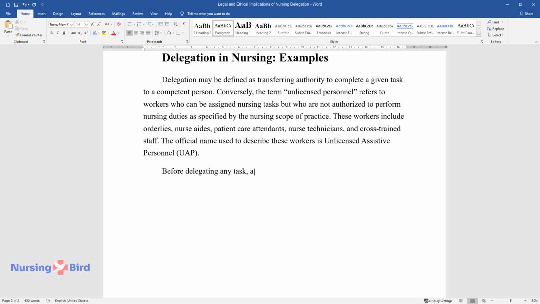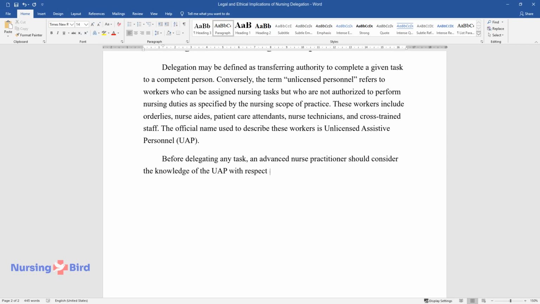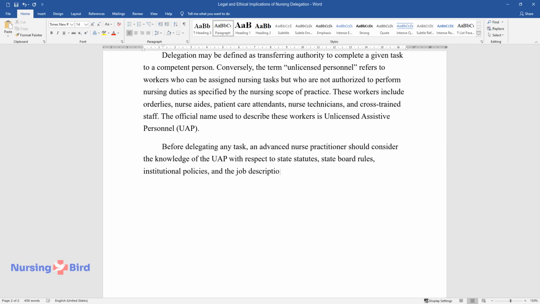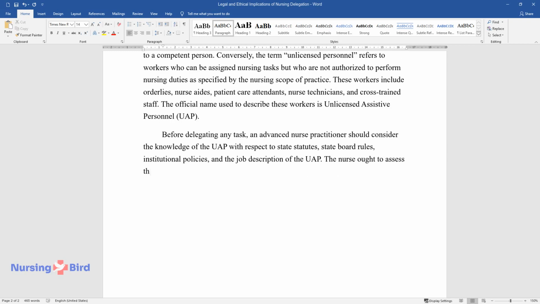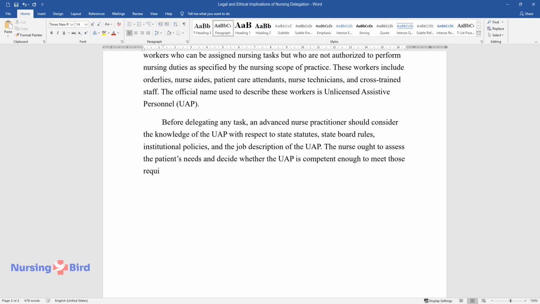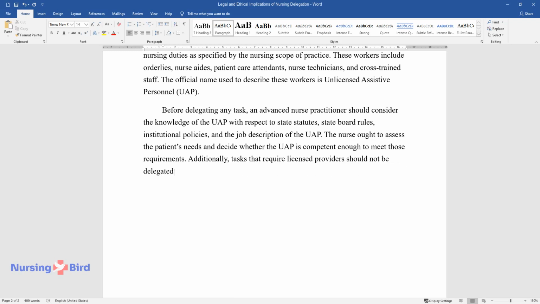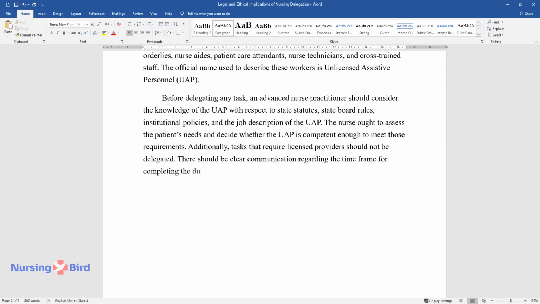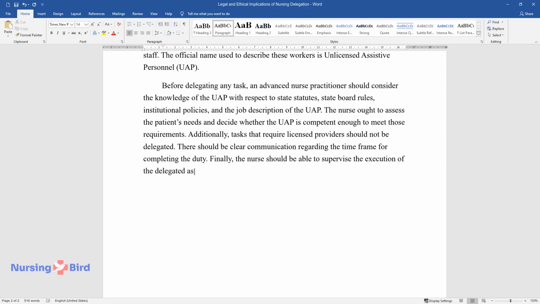Before delegating any task, an advanced nurse practitioner should consider the knowledge of the UAP with respect to state statutes, state board rules, institutional policies, and the job description of the UAP. The nurse ought to assess the patient's needs and decide whether the UAP is competent enough to meet those requirements. Additionally, tasks that require licensed providers should not be delegated. There should be clear communication regarding the time frame for completing the duty. Finally, the nurse should be able to supervise the execution of the delegated assignment and assess patient outcomes following the completion of the task.